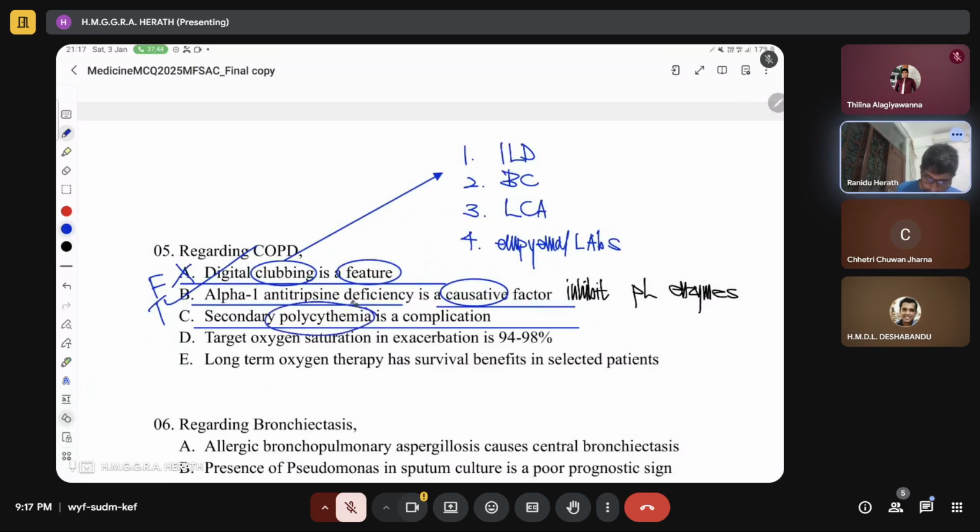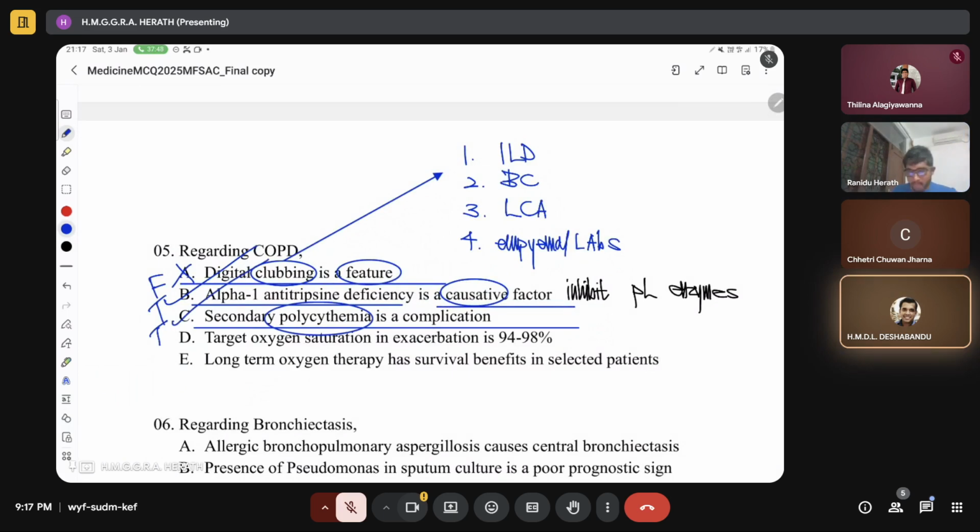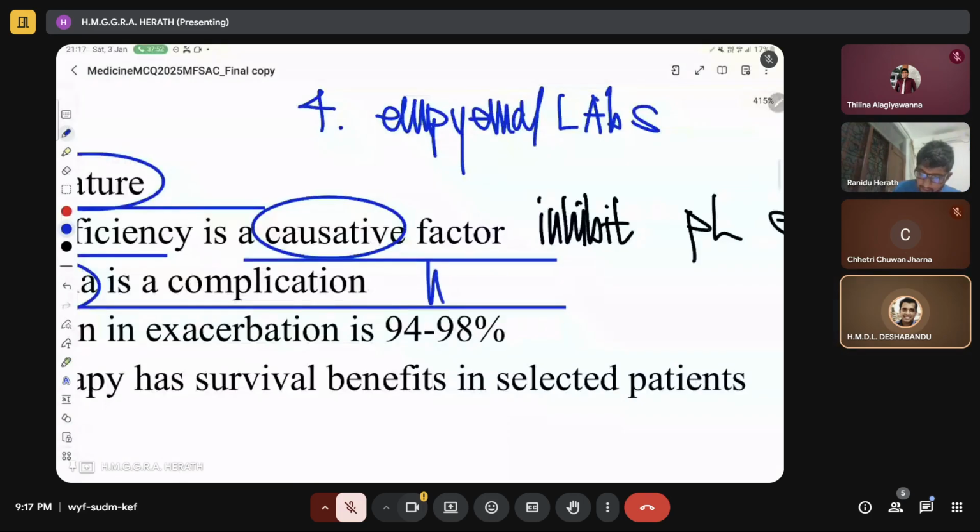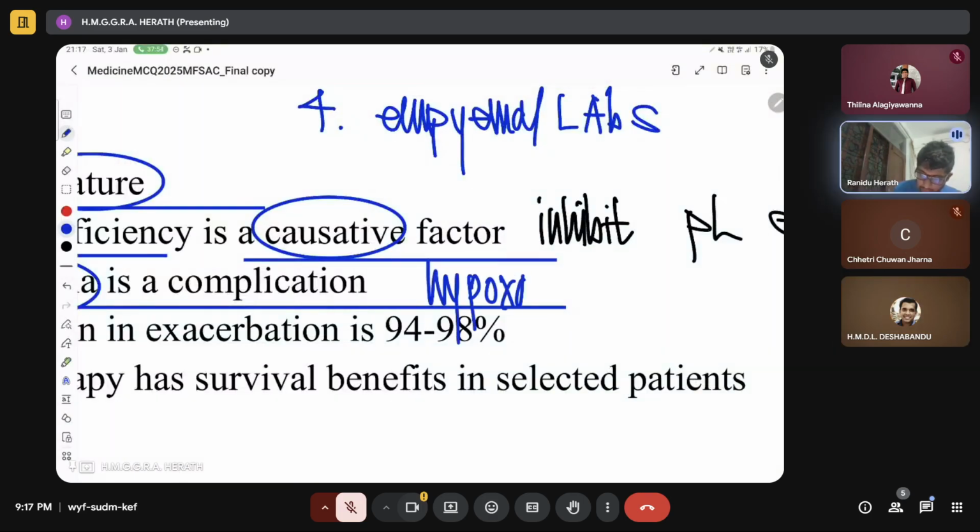Secondary polycythemia is a complication. True or false? True. Why? Due to chronic hypoxia. Okay.